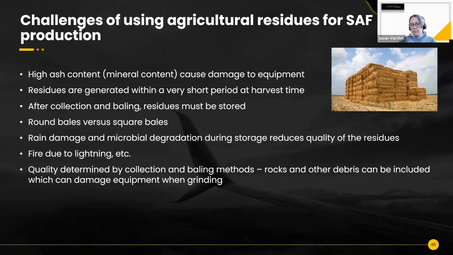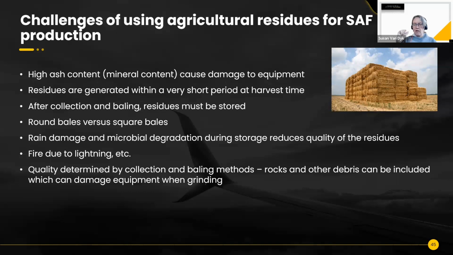forest residues have less than 2% ash, but agricultural residues have a much higher ash content. And this makes it more abrasive. So if you are using it in equipment, it will actually grind it down, cause damage. The other thing about these residues is that they are generated over a very short period at harvest time. So you harvest your crop and now you have to go harvest all these residues within like what, a 2-week period, and you have to collect it, bale it, and you have to store it.